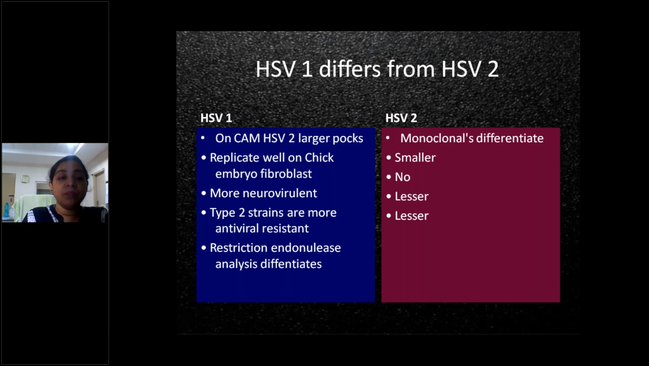Next, HSV1 can replicate on chick embryo fibroblasts, whereas HSV2 cannot replicate well on chick embryo fibroblasts. HSV1 is more neurovirulent, whereas HSV2 is less neurovirulent. Next, HSV2 strains are more antiviral resistant, whereas HSV1 are less antiviral resistant.